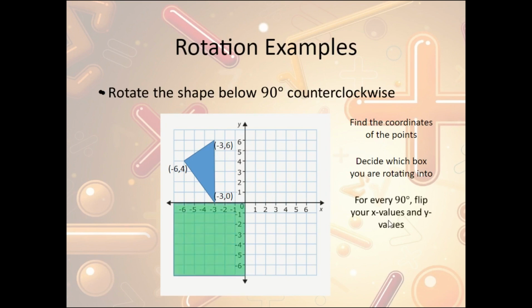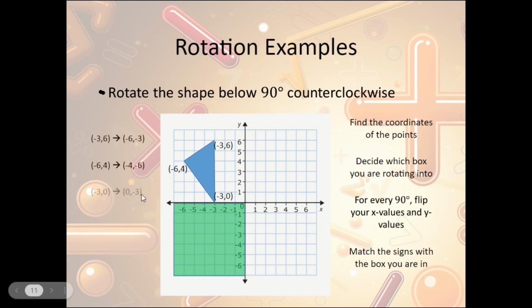Then we're only going 90 degrees, so we're going to flip all of our x's and y's. So negative 3, 6 is going to become 6, 3. Negative 6, 4 is going to become 4, 6. And negative 3, 0 is going to become 0, 3. Now notice I don't care about the signs yet because I'm going to have to figure that out later anyway. Now I match the signs. Over here my x's are negative and my y's are negative. So all of these are going to become negatives. So this should be negative 6, negative 3, negative 4, negative 6, and 0, negative 3.